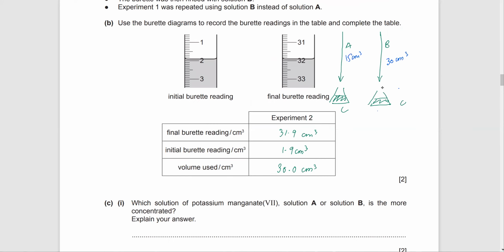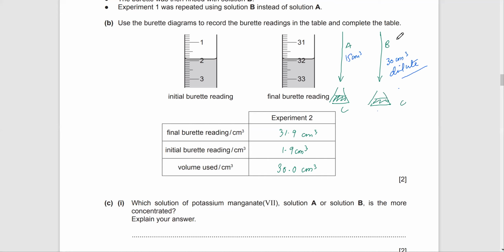Can anyone tell me which one is more concentrated? I mean, A and B are the same solutions. They're the same compound, but one is more concentrated, the other one is dilute. Which one do you think is dilute? B is dilute and A would be more concentrated, because there's more of it required. That means there's a lot of water in it. So this is dilute. And by what factor do you think it is dilute? It's twice as dilute. I mean, if the concentration of A is X, the concentration of B is going to be half of that.